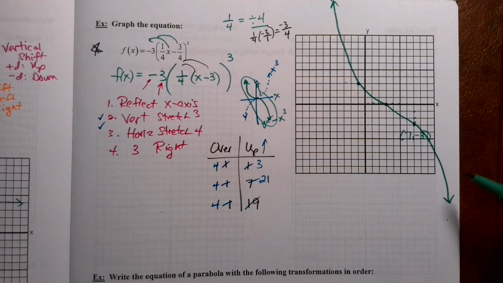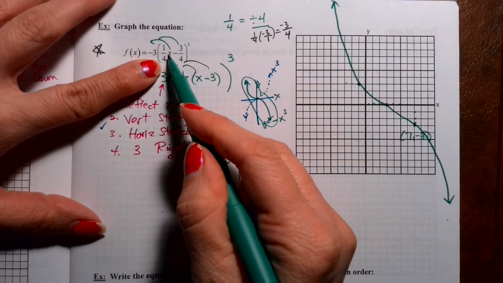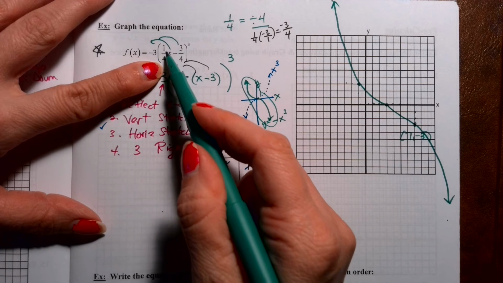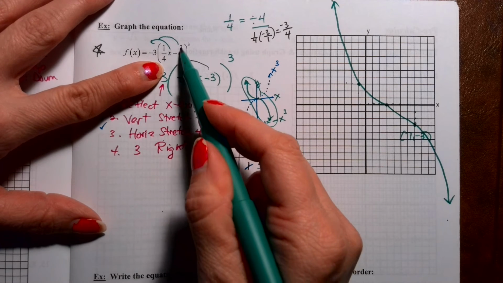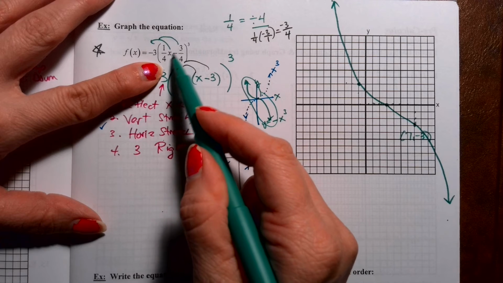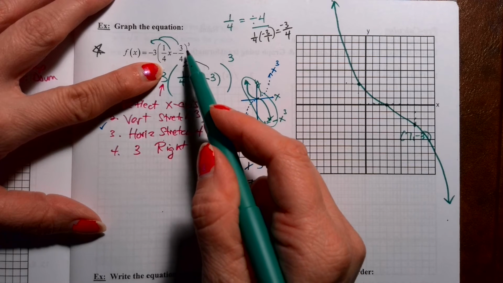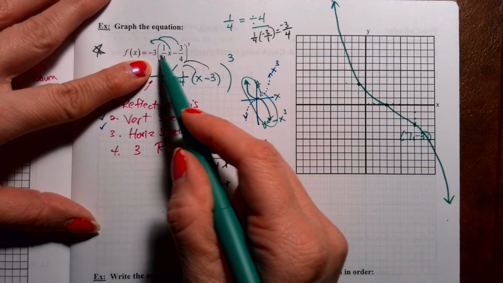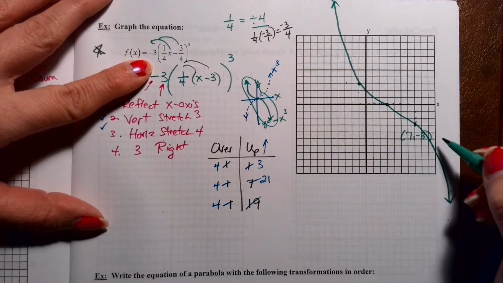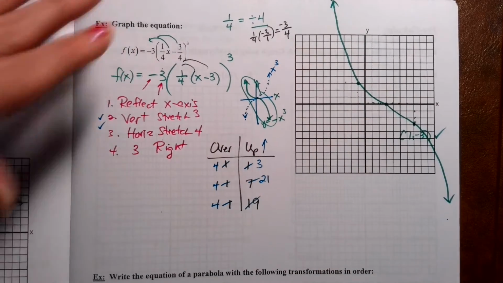So let's check. 1/4 times 7 would be 7 over 4. Minus 3 over 4 makes 4/4, which is 1. Cubed is 1. Times negative 3 is negative 3. It works. And I got to do some fun fractions.